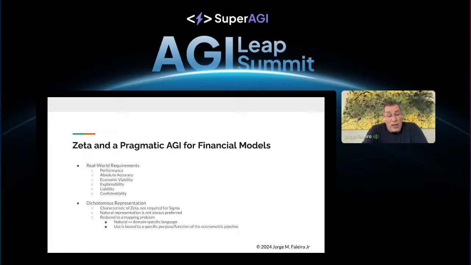And that's what Zeta is about as a model. It's an agent that deals with multiple representations of two types. That's why we call it dichotomous representation. One is natural language, one class of representation, and the other is domain-specific representations. We're going to have a domain-specific representation for pricing, another one for risk, and so forth. So that agent speaks more than one language, and that language is represented by the structure of the knowledge model it uses. That's specific to Zeta. And natural representation is not always preferred.